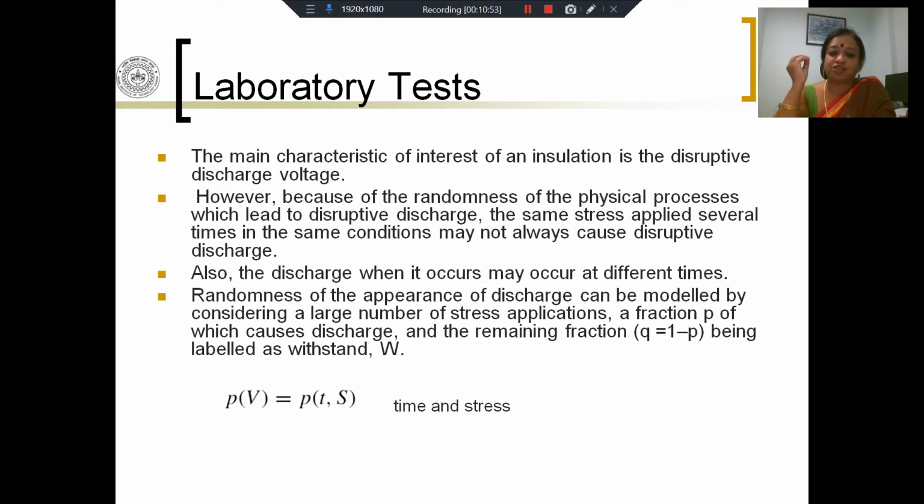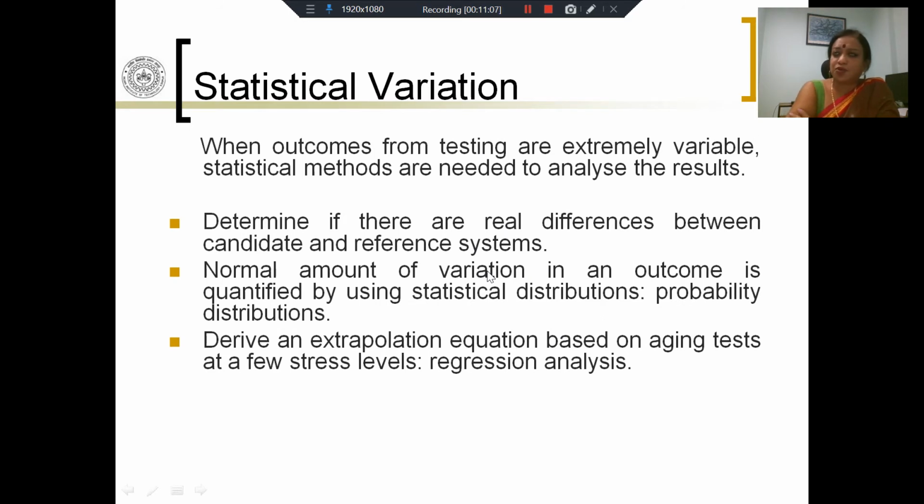If a fraction p of a large number of discharges causes breakdown, that gives the probability of failure, and Q, which is equal to 1 minus P, gives the probability of withstand. Now we do understand that this kind of random process, if you plot the data, will have a lot of statistical variation, and therefore statistical analysis is important to make sense of your data.